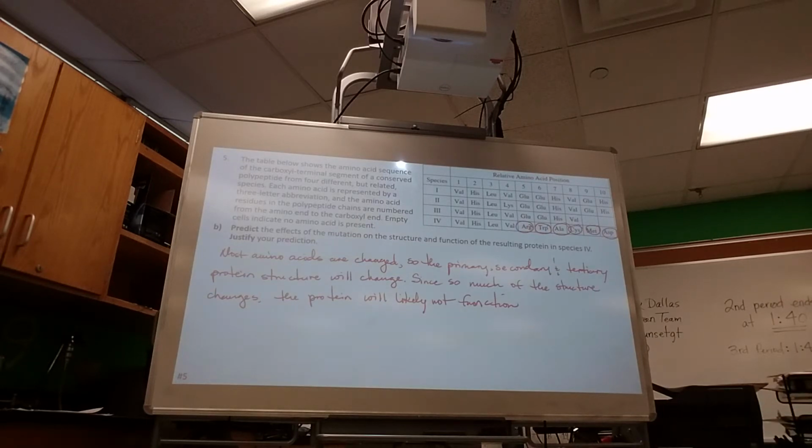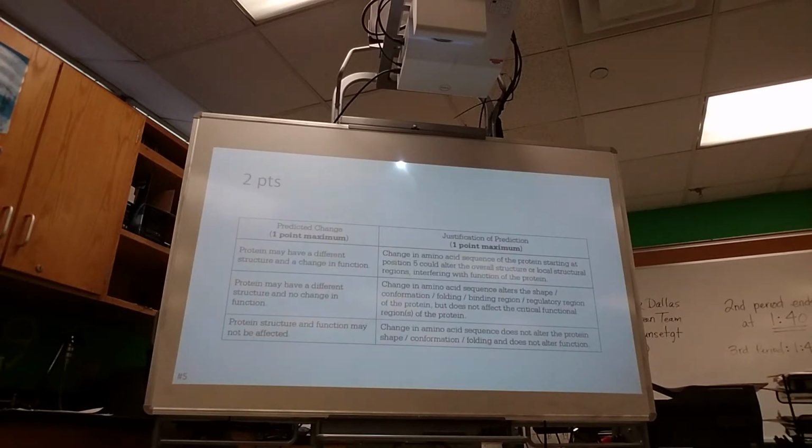Okay, so that being said, let's check us on the scoring guides. So, protein may have a different structure and a change in function. So, yeah, that kind of goes with what we said. Change in amino acid sequence of the protein starting at position 5 could alter the overall structure and could interfere with function of the protein. That's pretty much what we said.